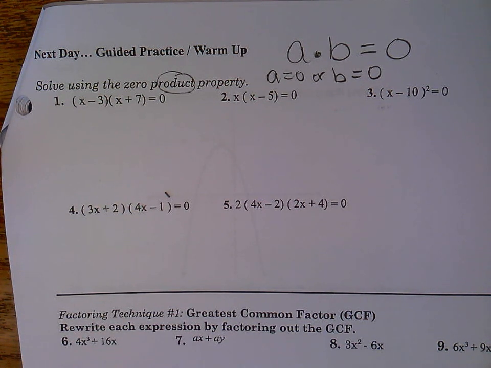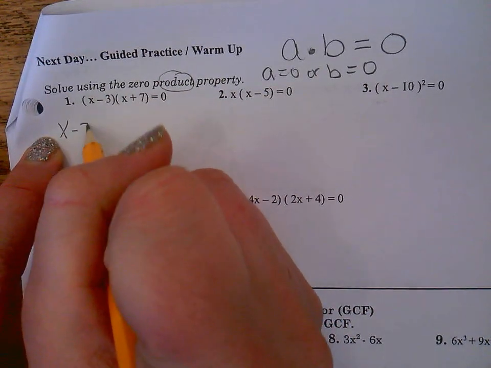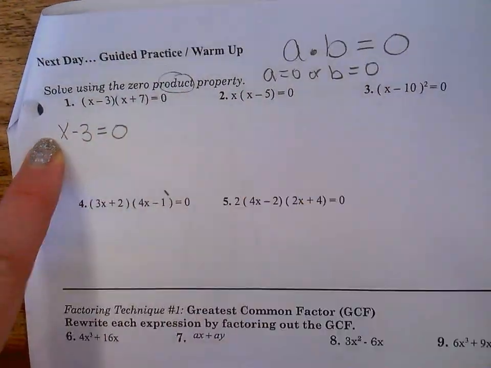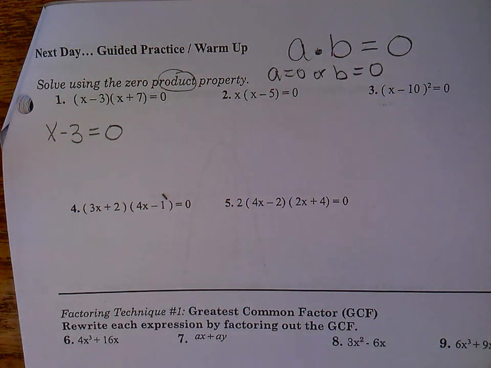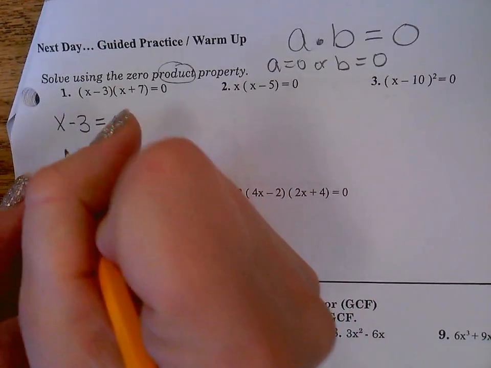So these are all in factored form. So if they're in factored form, it's easy to solve. You're asking yourself, what x value will make x minus 3 equal 0? So one of our solutions is positive 3, because 3 minus 3 will make this whole thing equal 0. So that would make this 0 and this 10. 0 times 10 is 0. So one of our solutions is x equals positive 3.